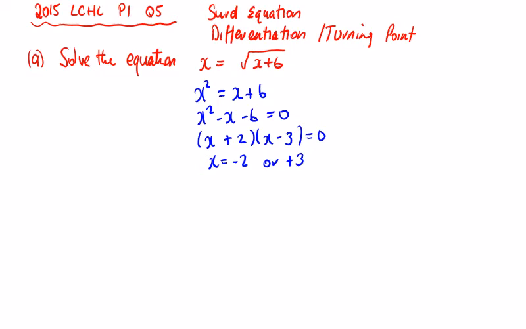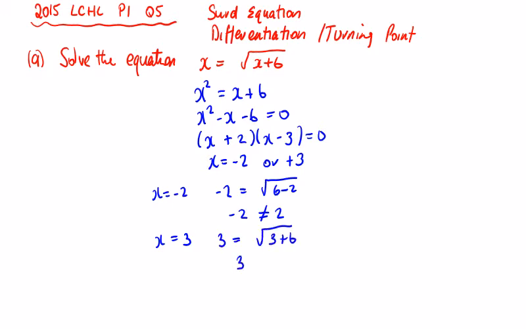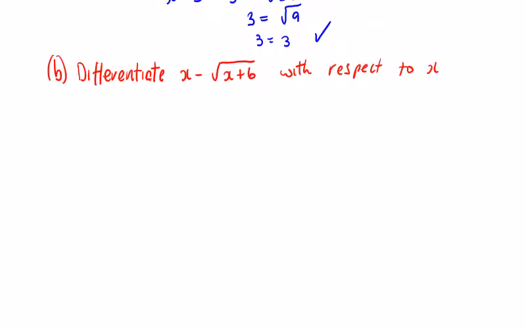Check both. When x is equal to minus 2, is minus 2 equal to the square root of 6 minus 2? Minus 2 is not equal to 2, the square root of 4. When x is equal to 3, is 3 equal to the square root of 3 plus 6? And you can see that 3 is equal to the square root of 9. So we reject that answer and we accept x is equal to 3.